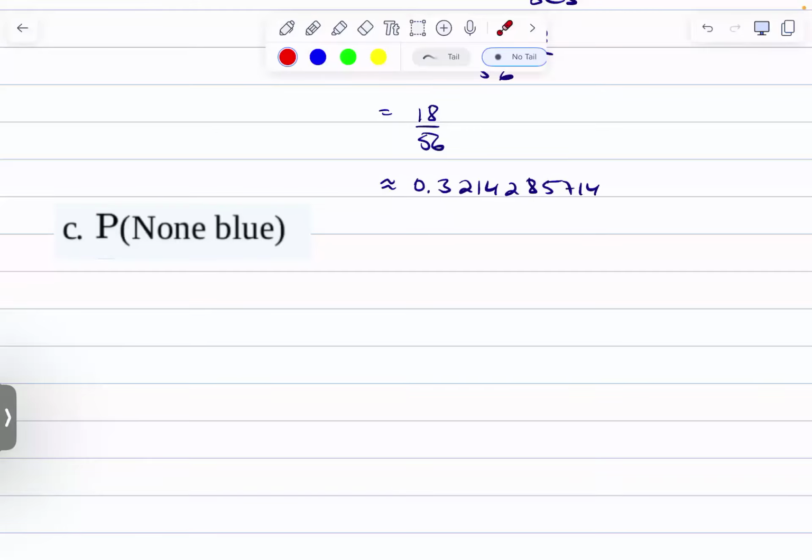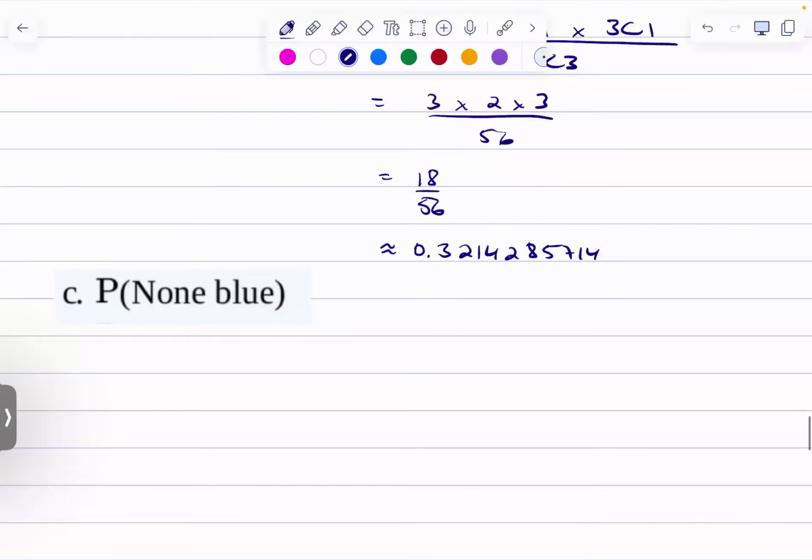None of them can be blue. I knew this would happen. I brought my cheat sheet. Let me look. I was overthinking it. None of them can be blue. Oh man.